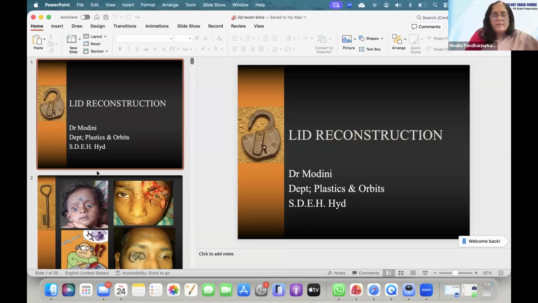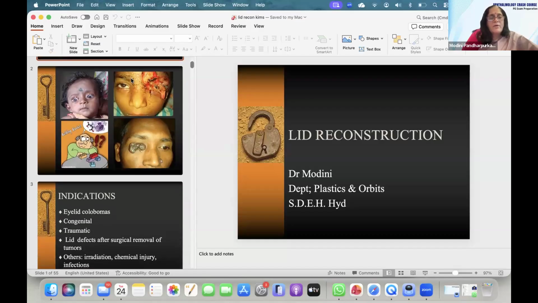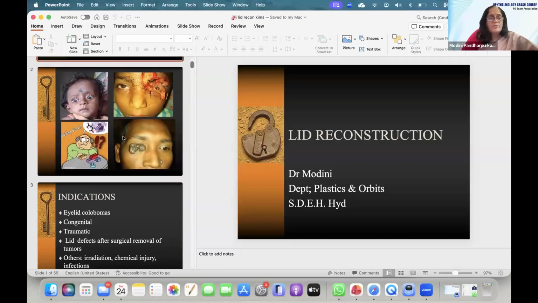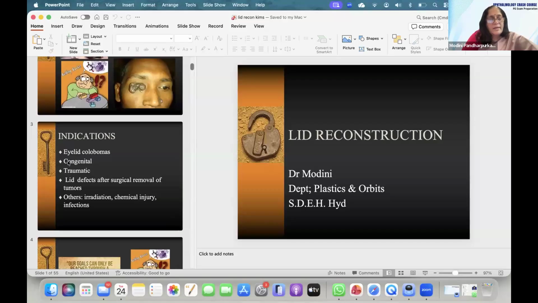Okay, so the topic given to me for today's talk is about reconstructing the lid. And here you see a few situations. I'm going to skip some slides in the interest of time. So these are a few conditions, congenital or with trauma, and with a tumor which we excise and then have to reconstruct the gap created by us. These are a few situations where we need to reconstruct the lid. And these are just indications. You can read them, like colobomas. It could be a congenital or a traumatic coloboma.